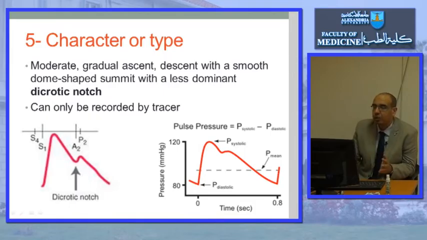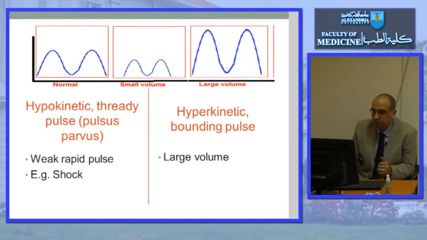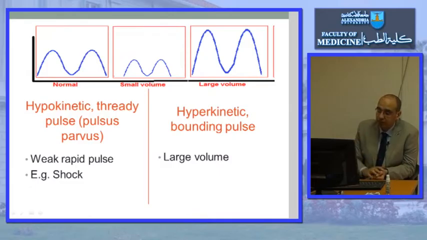Normally, there is no special character, so it is a normal pulse. But if we find that the pulse is hypokinetic or thready, it is called a thready pulse: a weak, rapid pulse, like in a shock state. Or if it is higher or hyperkinetic, like we said before, in increased volume or increased pulse pressure, it is called a bounding pulse.